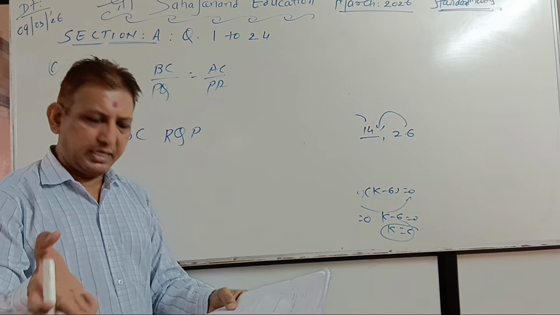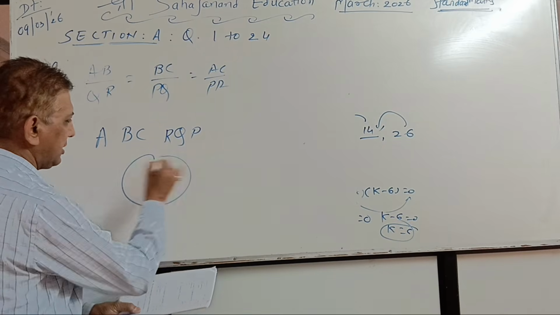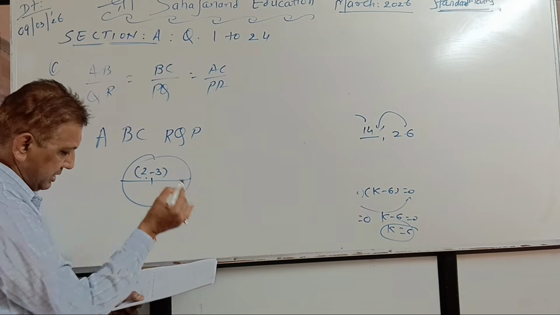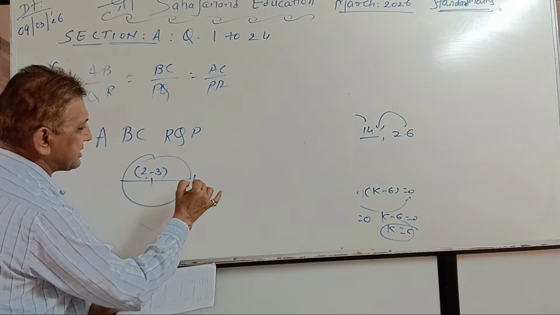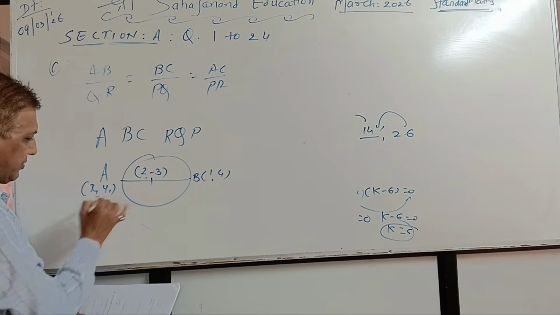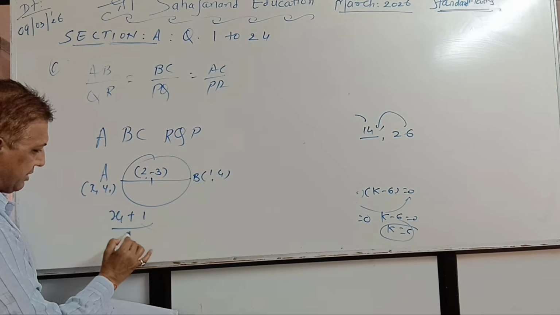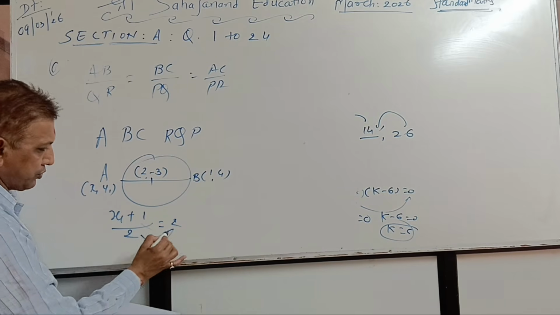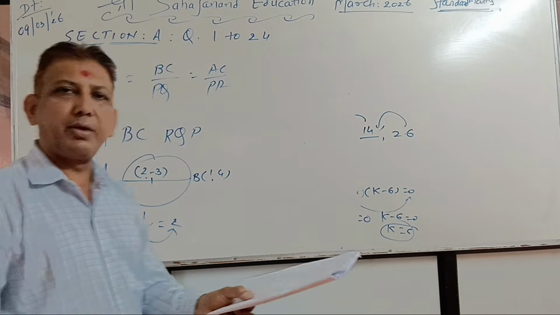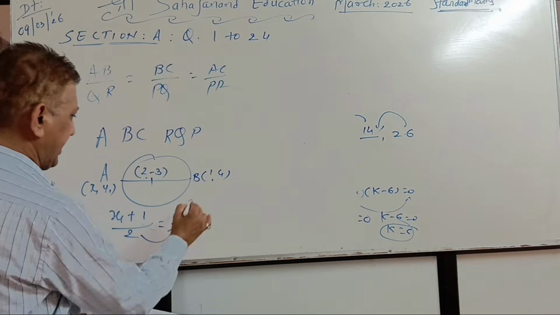Seventh is a very easy question, in our textbook. AB is a diameter of a circle whose center is 2, minus 3, and vertex B is 1, 4. A vertex is x1, y1, right? So x1 plus 1 divided by 2 equal to 2. 2 2s are 4, 4 minus 1 is 3. First option 3 comma minus 10. Right? Okay.